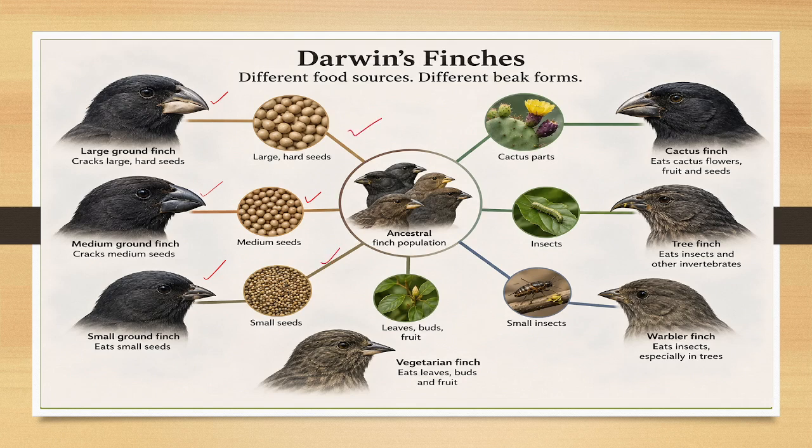So, they eat different types of food. And these birds adapted to different food habits and environments over time. And this is called adaptation. That is different food sources, different beak forms. So, today we will learn something related to origin of living things and their adaptations.